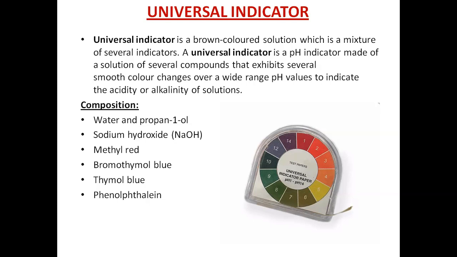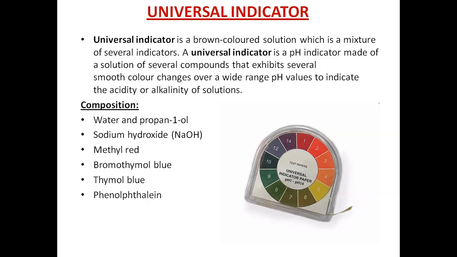So it can give you a very wide range of results. It is not confined to just producing a color, but it will give you some sort of numerical value also. There are several different formulas for universal indicators, but most are based on the mixture of thymol blue, methyl red, bromothymol blue, and phenolphthalein. So these 4 are combined together and they form a universal indicator.